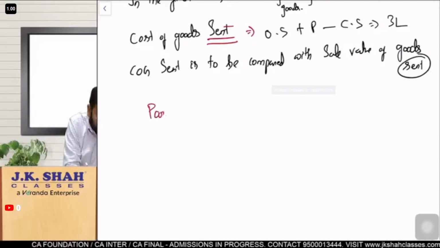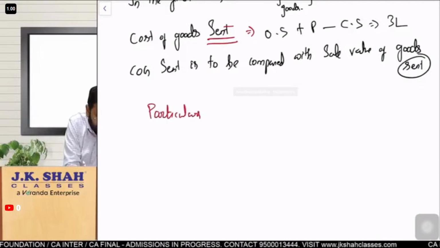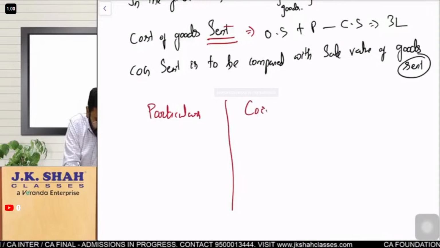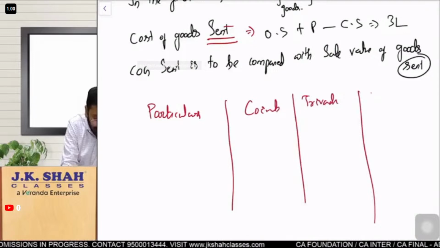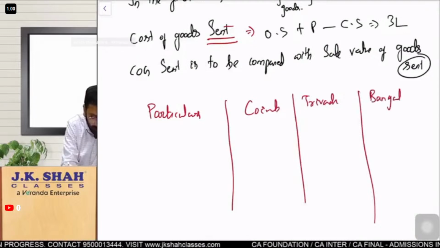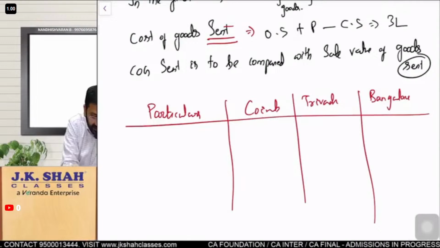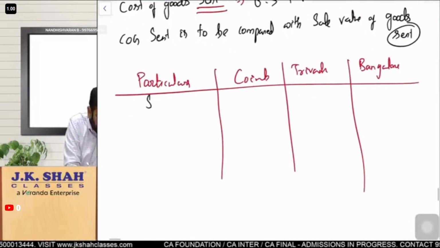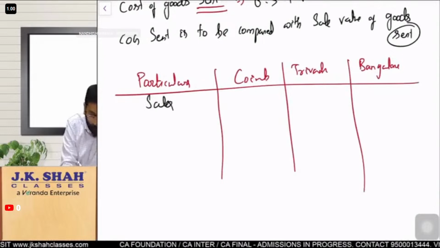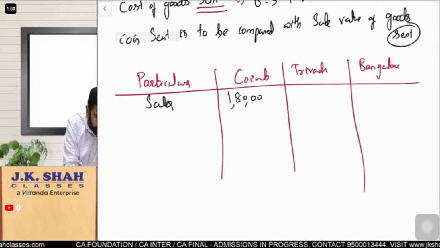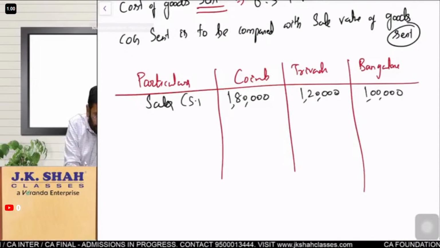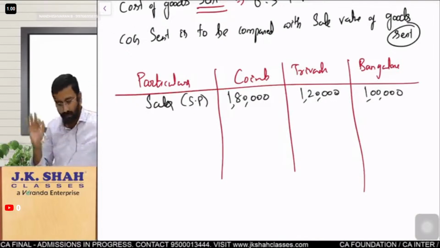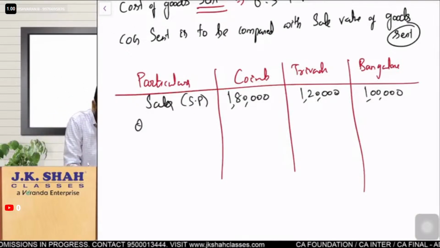Can you tell me what the branches are? Particulars: 3 branches, Coimbatore, Trivandrum, Bengaluru. Can you tell me the sales? What is the sales of Coimbatore? 180. Trivandrum 120. Bangalore 1. These are at which price? Invoice price, which is also the selling price.